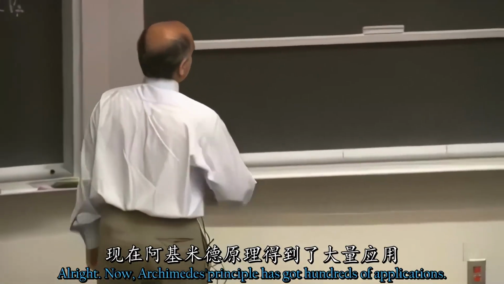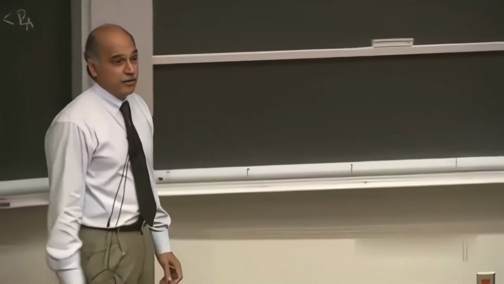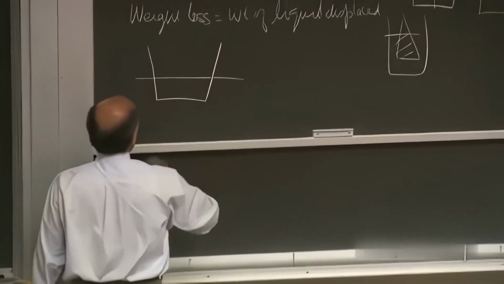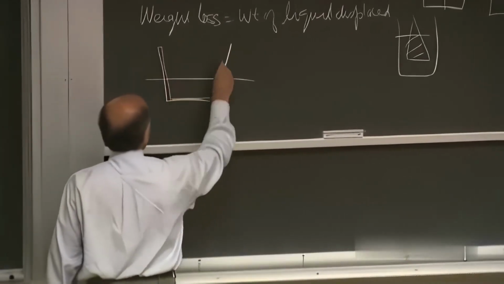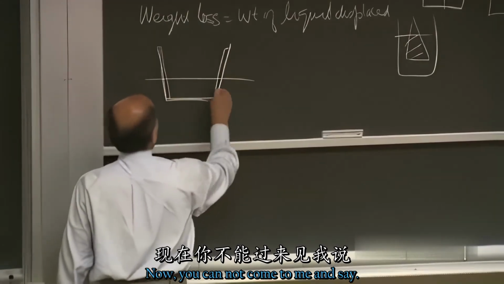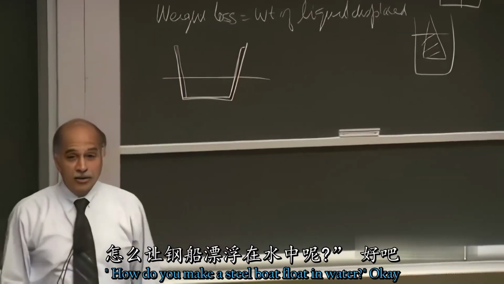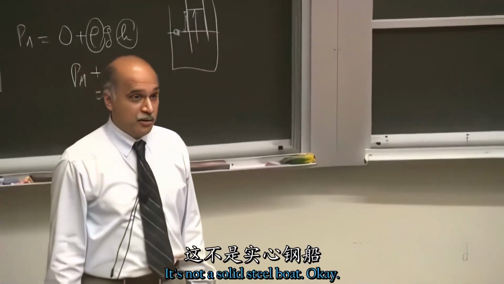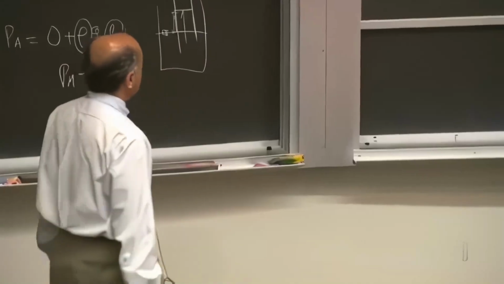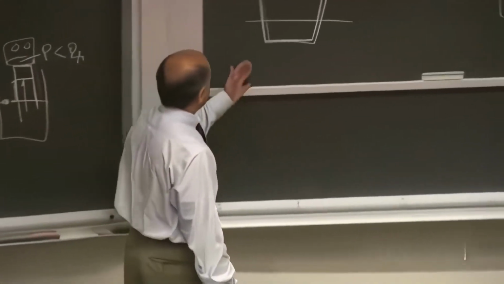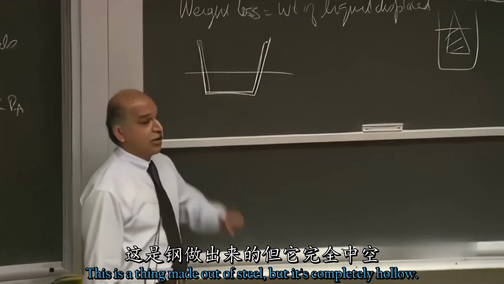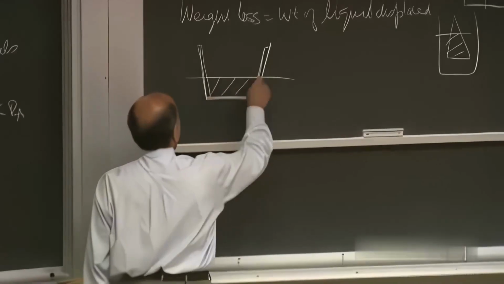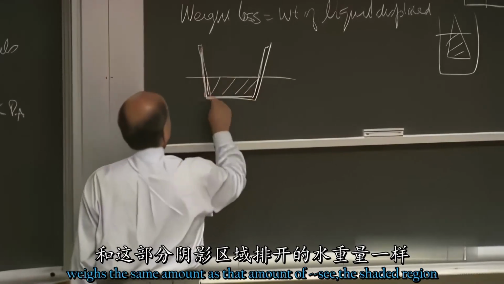All right, now Archimedes' principle has hundreds of applications. If you want to build a boat, here's how we build a boat. Here is a steel boat. Now, you cannot come to me and say, how do you make a steel boat float in water? Okay? It's not a solid steel boat. If you're thinking about a solid steel boat, you should get into another line of work. This is a thing made out of steel, but it's completely hollow. So what we claim is this amount of water weighs the same amount as that amount of steel, the shaded region.